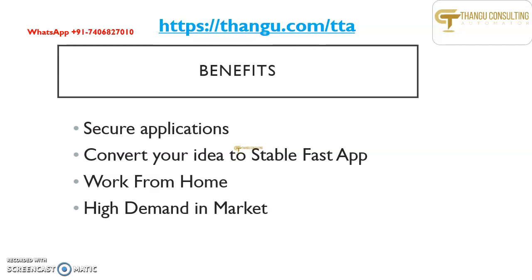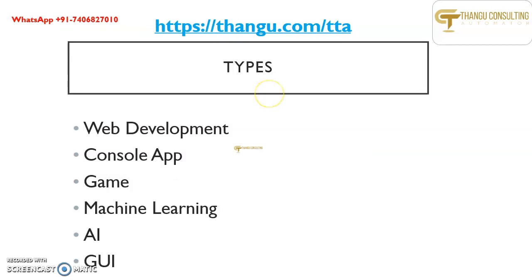So what are the benefits you get? You get to create secure applications. You convert your idea to a stable, fast application. You get to work from home and you get to know a skill which is highly demanded in the market. So you can earn a lot of money by knowing these skills. What are the types of applications you can develop? You can develop web applications, console applications, games, machine learning, AI, graphics, and whatnot. Imagination is the only limit.